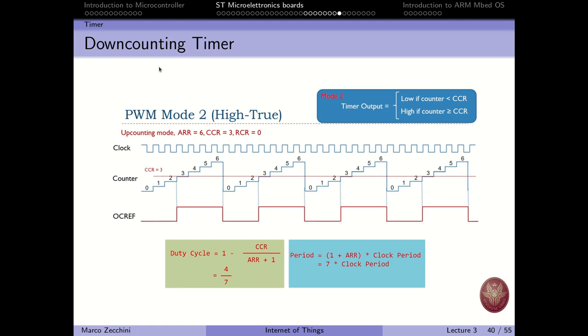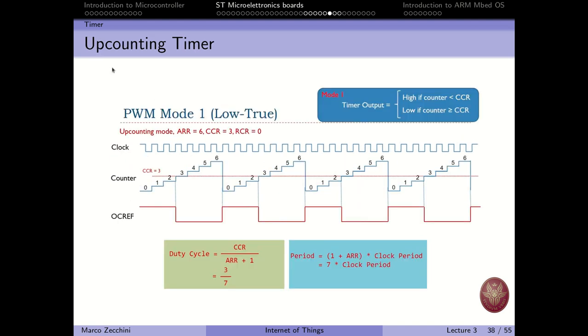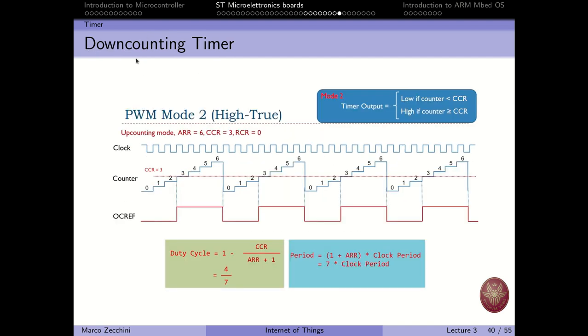This is an up counting mode, but anyway, this is the wrong slide, but the idea is the same as before, except that instead of an up counting timer, we would have a down counting timer, and we compare its values to the CCR value for having another pin with another bit, 1 or 0, depending on the value of the counter of our timer compared to the CCR.